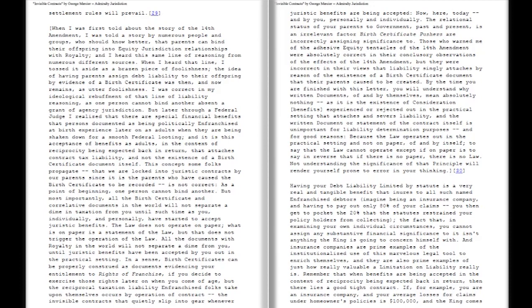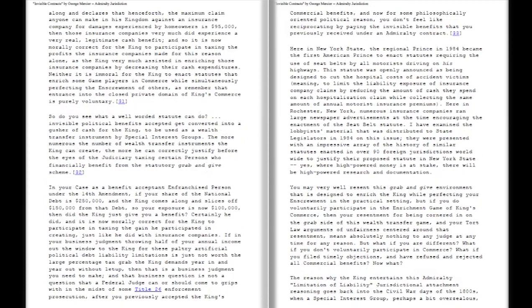Remember that when benefits are being accepted in the context of reciprocity being expected back in return, then there lies a good tight contract. If, for example, you are an insurance company, and your average losses for claims under homeowners policies is $100,000, and the king comes along and declares that henceforth, the maximum claim anyone can make in his kingdom against an insurance company for damages experienced by homeowners is $95,000, then those insurance companies very much did experience a very real, legitimate cash benefit, and so it is now morally correct for the king to participate in taxing the profits the insurance companies made for this reason alone, as the king very much assisted in enriching those insurance companies by decreasing their cash expenditures.